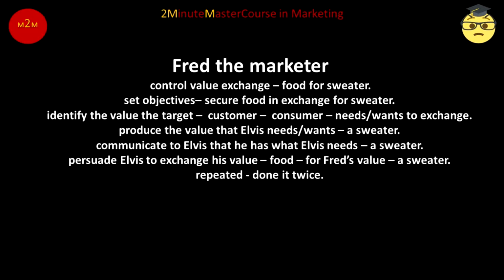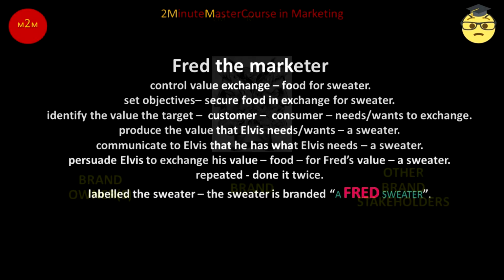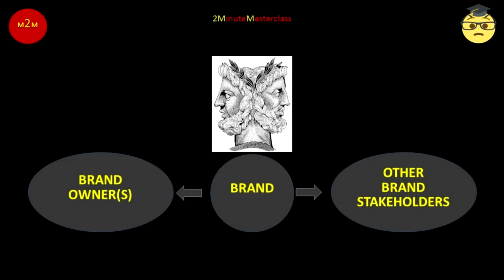The second time he's labelled the sweater. The sweater is branded a Fred sweater. We can already discern a process, the creation of a brand. Recalling a previous class, you will remember that a brand faces Janus-like in two directions. It has value for one class of stakeholder, customers, consumers, etc., who see value in the brand for themselves, and it has value for another class of stakeholder, the owner of the brand.